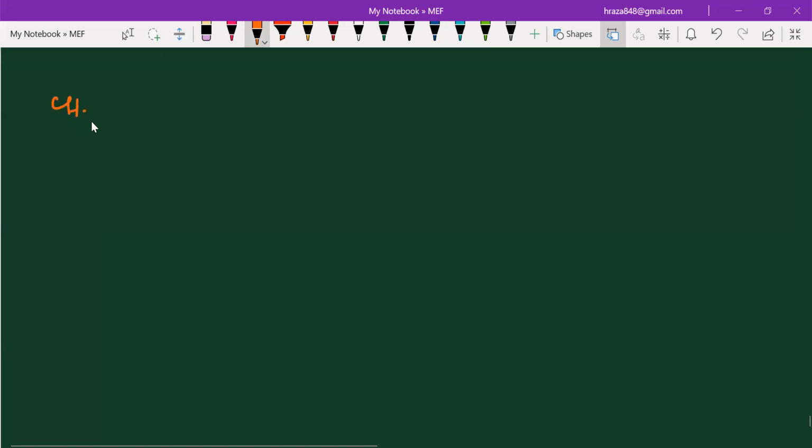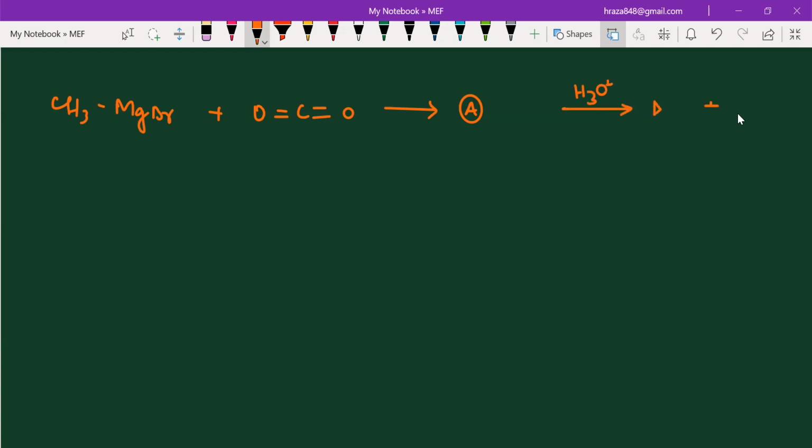Okay, so if I'm going to give you CH3MgBr reacting with CO2, that means C double bond O, you will be getting A, and then you are going to do the hydrolysis, then you are getting B. Can you do this reaction? If you are unable to do this, please do let me know.